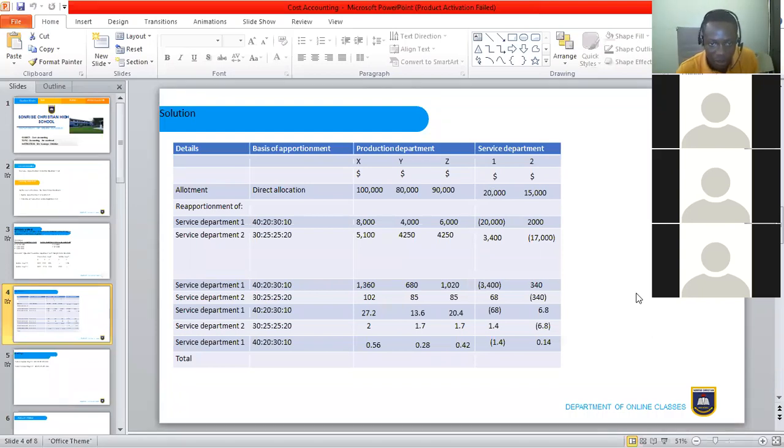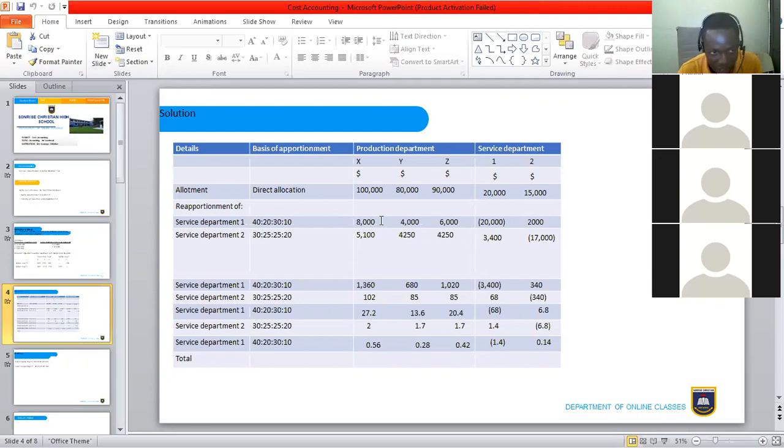Yeah, say 8,000. All right. It is 8,000. Yes, that's it. You get it? Yeah, Charlie. It's 8,000. So you can see from the solution that under production department X, we have 8,000. I hope that is clear.